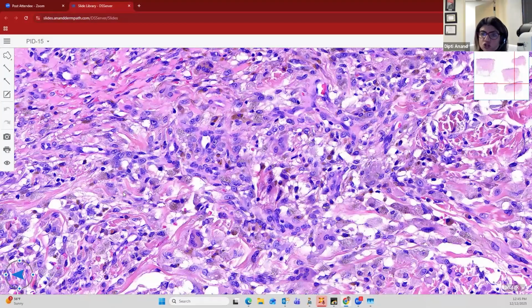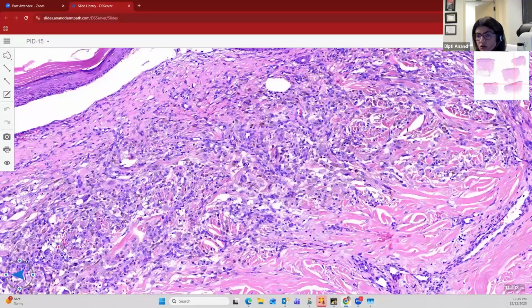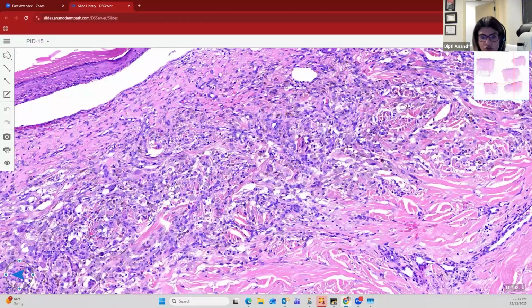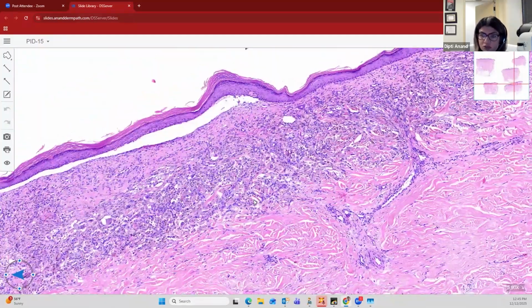A similar kind of pigment can also produce a similar kind of reaction, but a different color of pigment is produced by Drysol, the aluminum granuloma. So we will talk about that. But this is Monsel's, and this is the darker brown pigment.